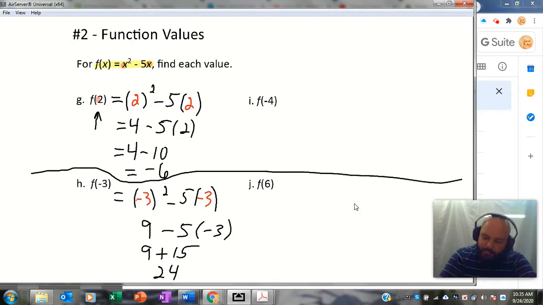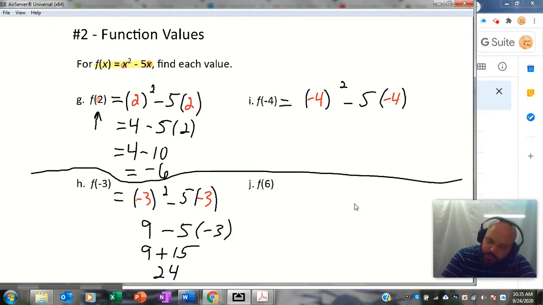Moving on to I, same thing as the last one. So we're going to write our equation, x squared minus 5 and then x. We're going to substitute in the value, negative 4, negative 4. And from there, we're going to follow PEMDAS, which we're going to do exponents first. So negative 4 times negative 4 is positive 16, minus 5 times negative 4. And then we're going to do multiplication, 16 plus 20. And 16 plus 20 is 36.